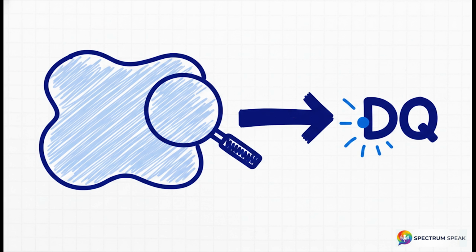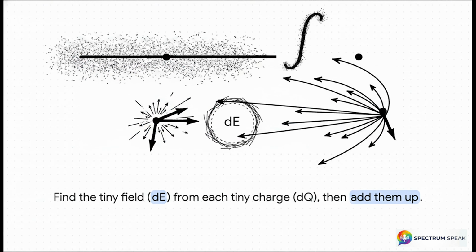And we give this little bit of charge a special name. We call it dq. This image just lays out the whole strategy perfectly. You take your charged object, maybe this line here, and you zoom way in on one tiny little piece, dq. Now that tiny charge creates its own tiny little electric field, which we'll call dE. So what do we do next? We just use calculus. Specifically, we integrate to add up all those little dE contributions from every single dq along the entire object. It's that simple and that powerful.